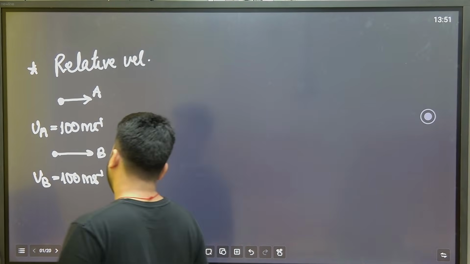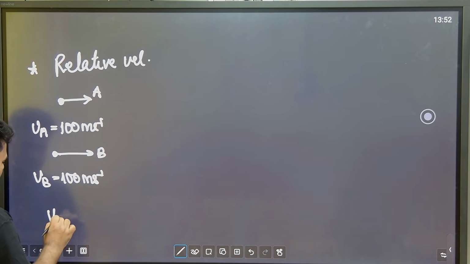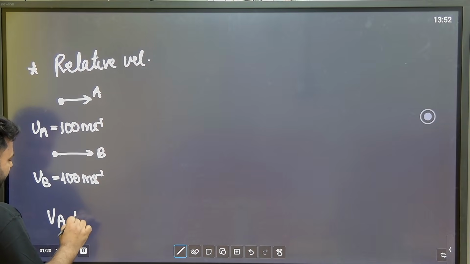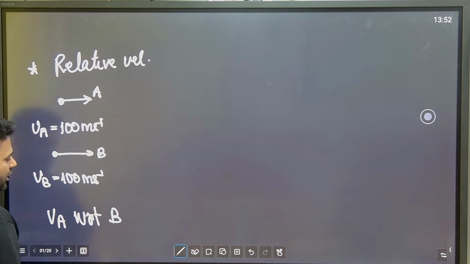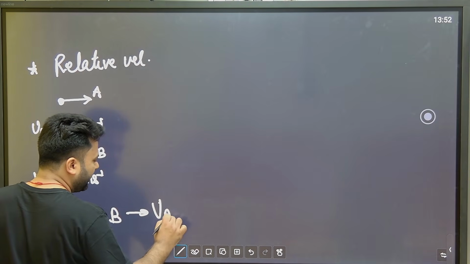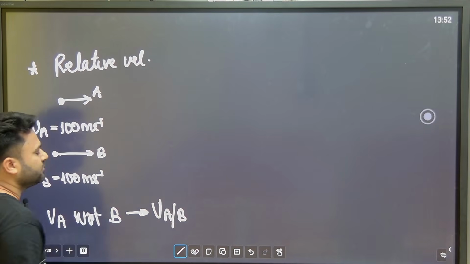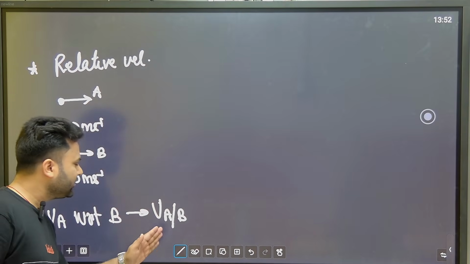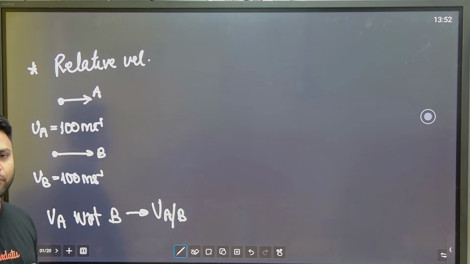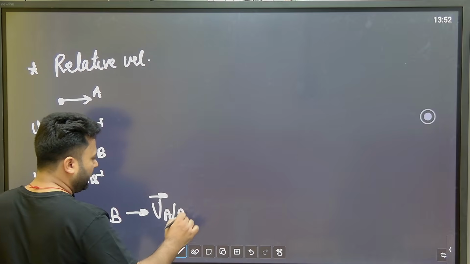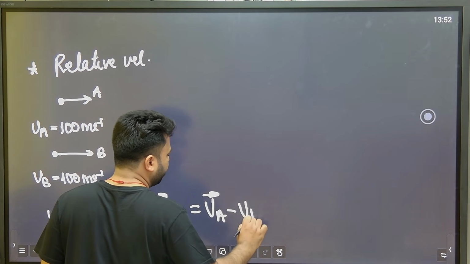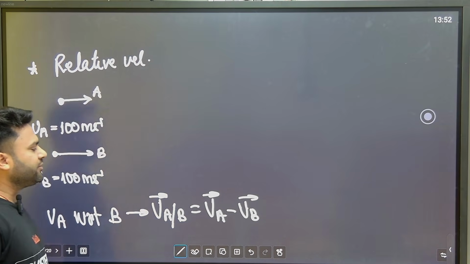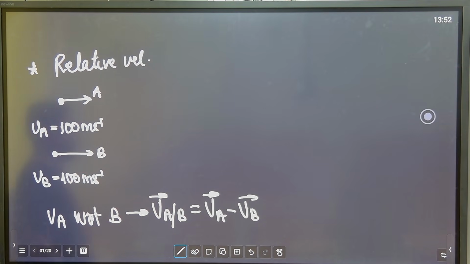So if I ask, what is the velocity of A with respect to B? First you should know how to write it. We write it like this, velocity of A with respect to B. So velocity of A with respect to B will be velocity of A minus velocity of B. Now some students will say 100 minus 100, 0.